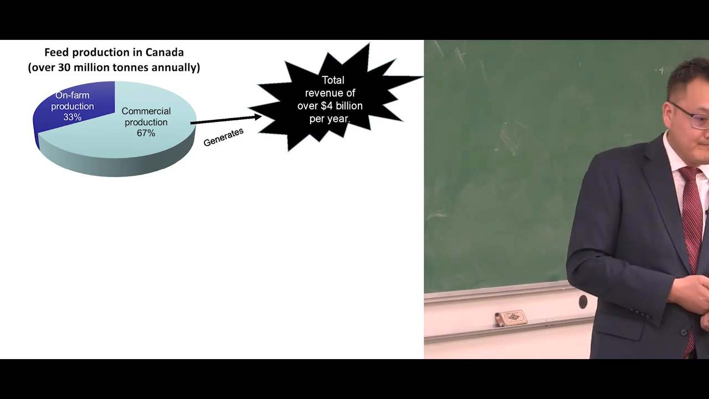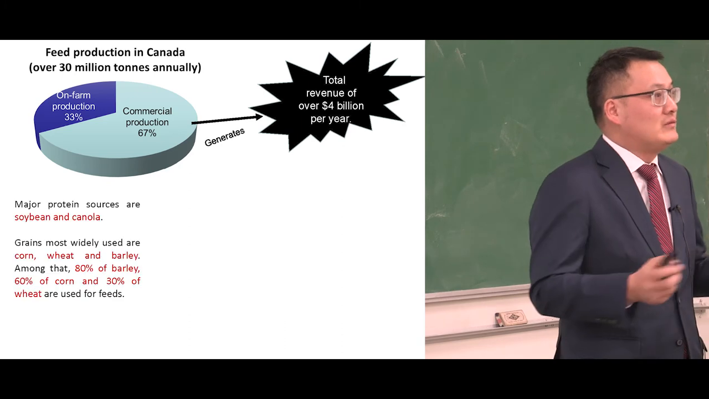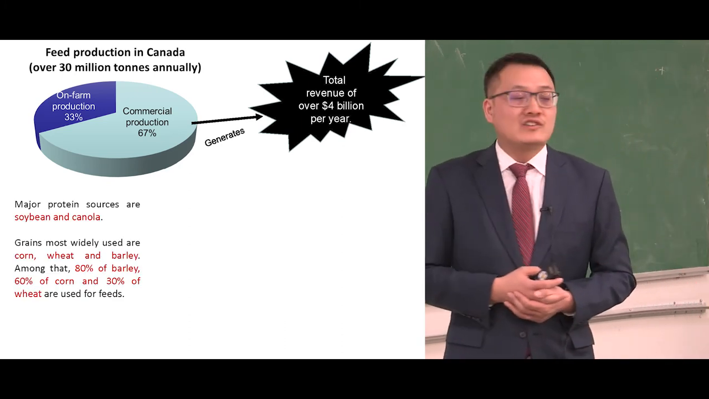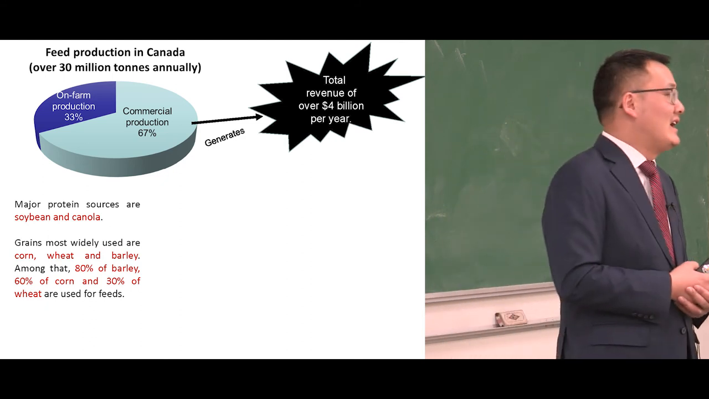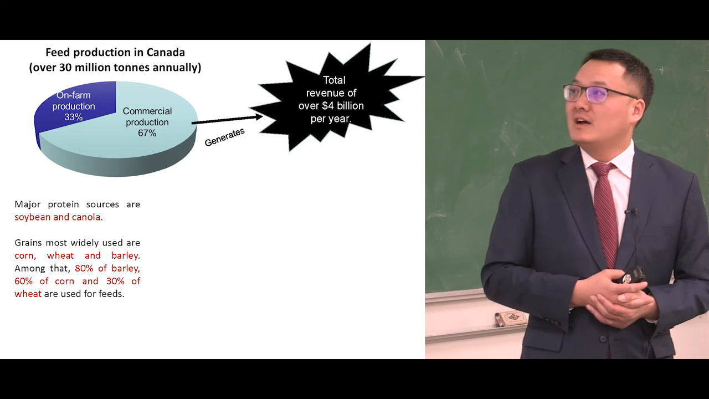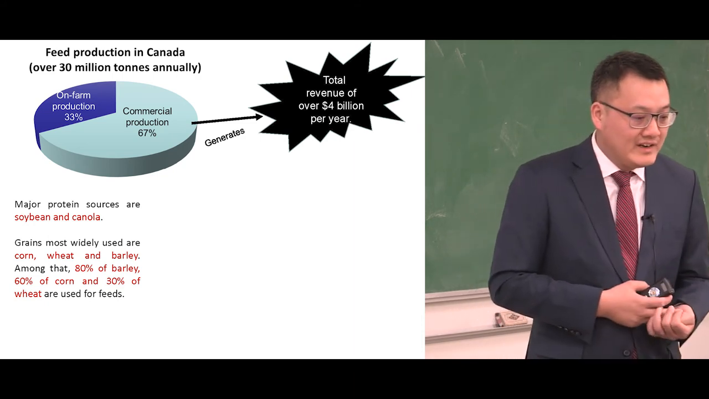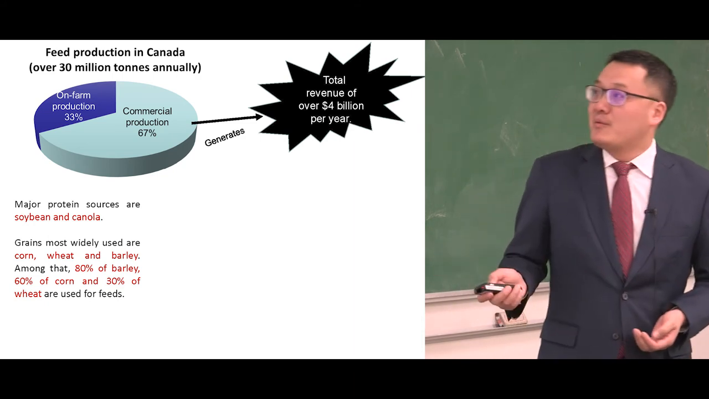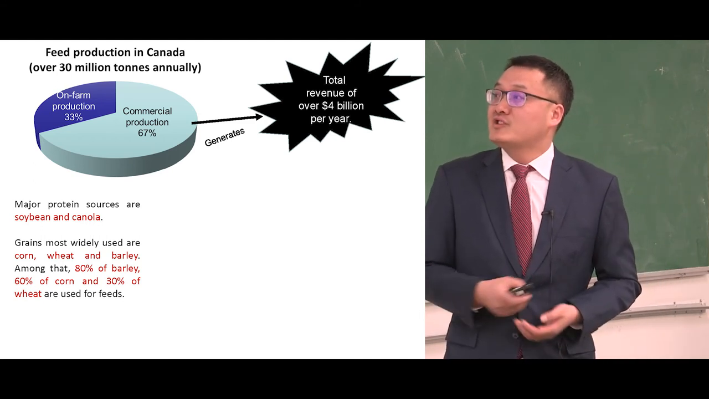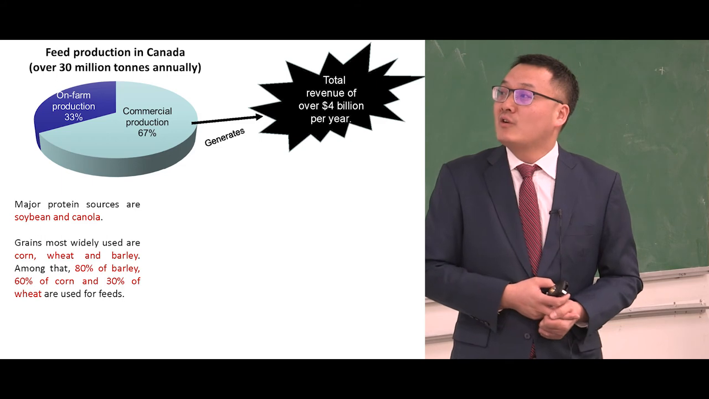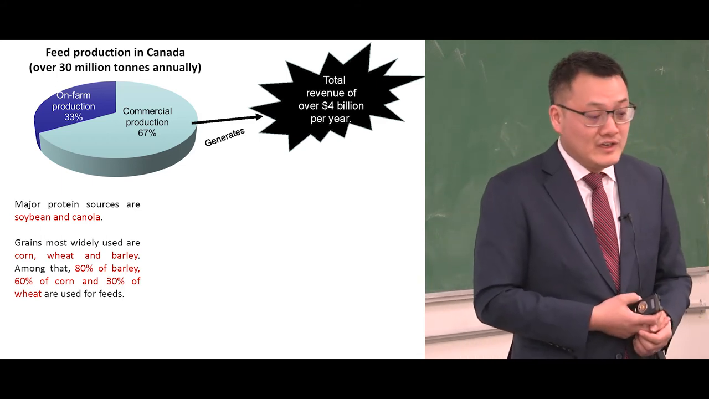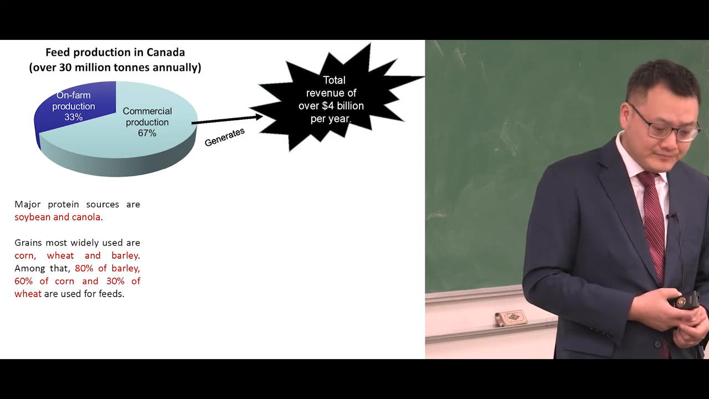And then let's look at the raw ingredients used in Canada. The protein sources are mainly soybean and canola. For grain, the most widely used are corn, wheat, and barley. These are the most popular in Canada. You can see that 80% of the barley, 60% of corn, and 30% of wheat are used for feed. So quite a significant amount is used for feed.